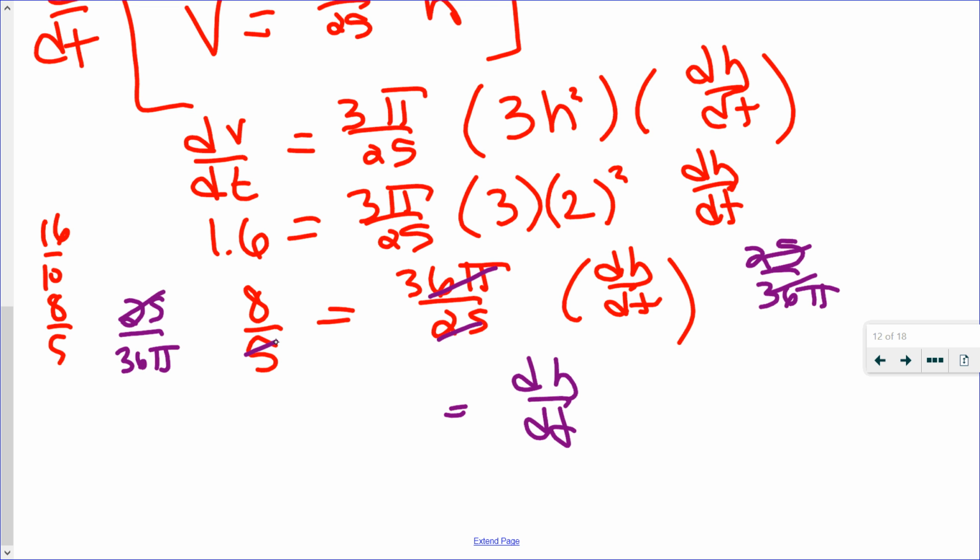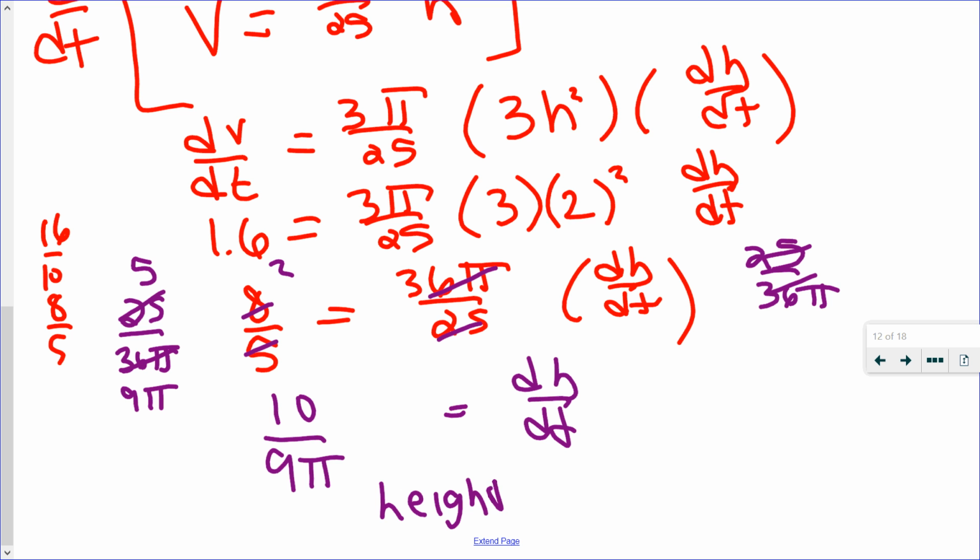So 25 divided by 5 is 5, and 8 and 36 have a common factor of 4. So altogether, I'm left with 5 times 2 is 10 over 9 pi. And so that's the rate of change of my height. So it's positive, which makes sense because the volume of the water is increasing. So I can just say that the height is changing at the rate of 10 over 9 pi, and then I'll throw in my units of meters per minute.